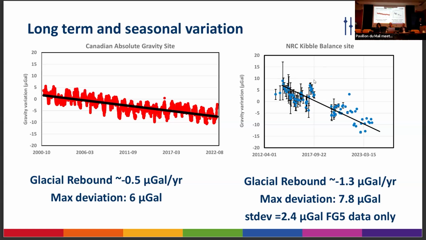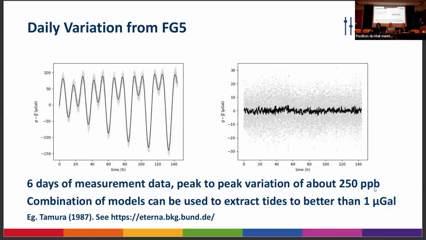And we see this also at the Kibble Balance site. This is just measurements using the FG5 gravimeter. But the rebound is different. And I'm not sure if this is from the elevation or just the different location, but their elevation is much higher than us. And so there's some variation there. But if you just took the standard deviation of our measurements and predicted something across the years, you could do that to about 2.4 microgal, but really you'd want to consider the max deviation on there, which is about 7.8.